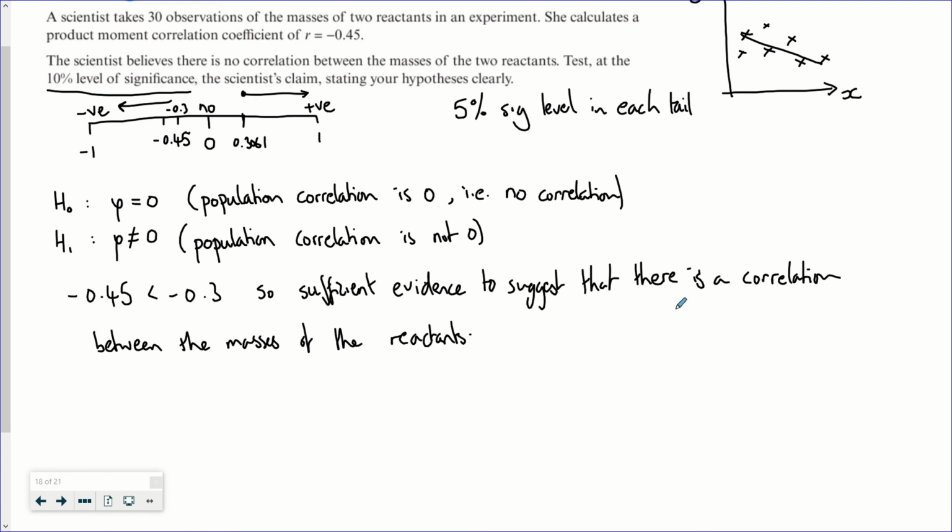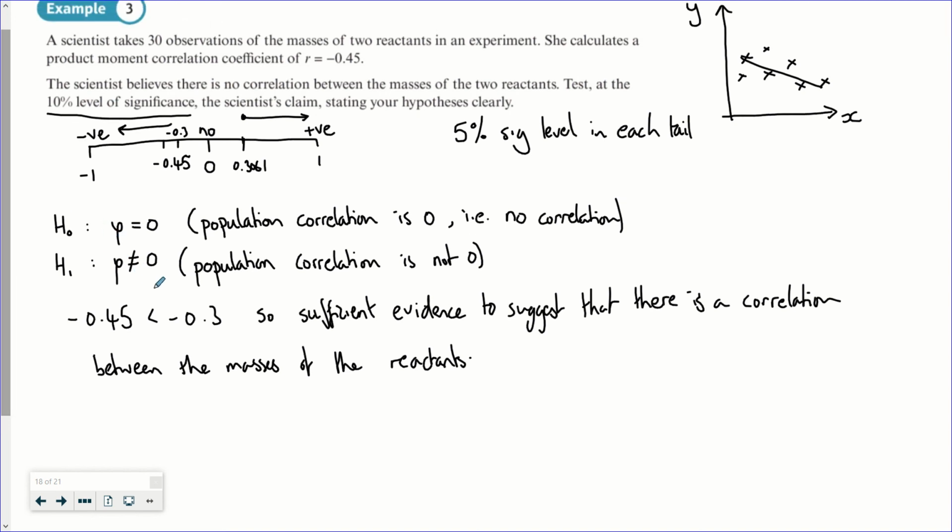Now you'll notice that I'm not concluding that there's a negative correlation, I'm just saying that there's evidence to suggest that there's a correlation. That's because our alternative hypothesis is that there's a correlation, not that rho is less than 0. So you need to make sure that your conclusion matches your alternative hypothesis. We weren't testing for rho being less than 0. And it's always a good idea to conclude in context. So here I didn't just say there's evidence to suggest that there's a correlation. I've put it in context and said correlation between the masses of the reactants.